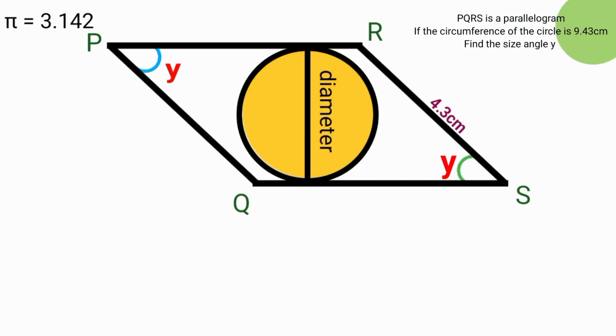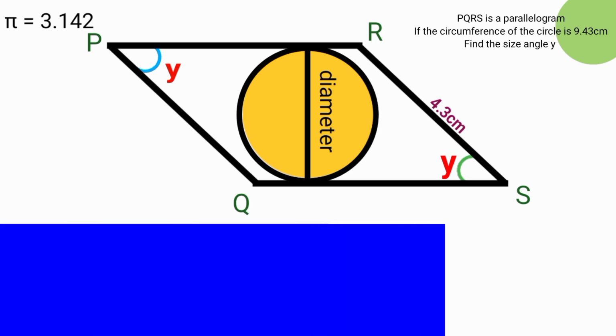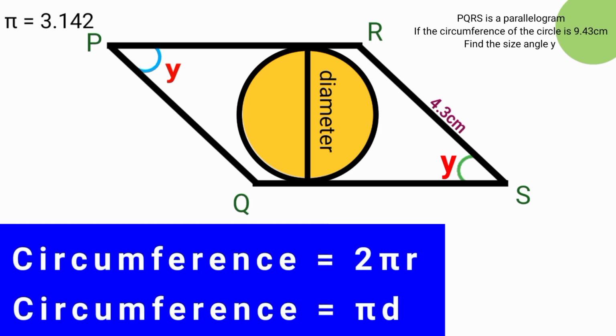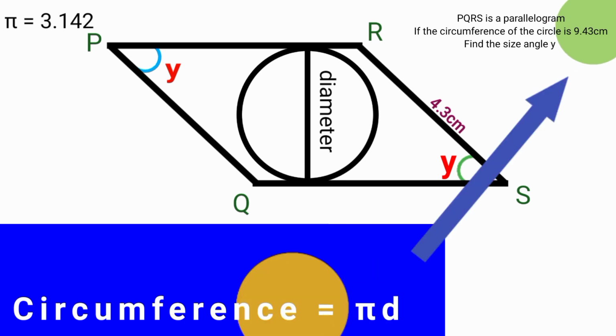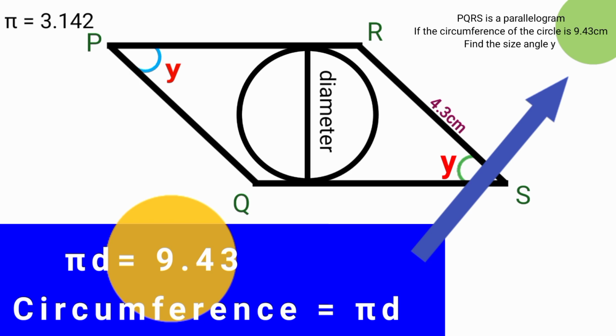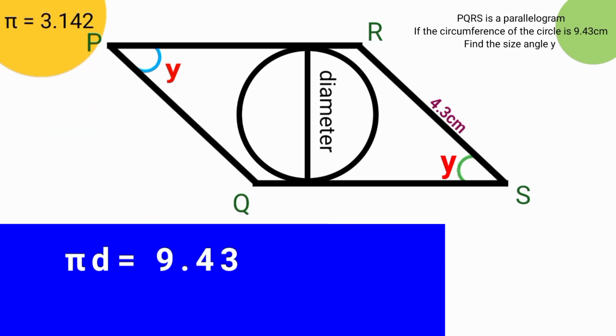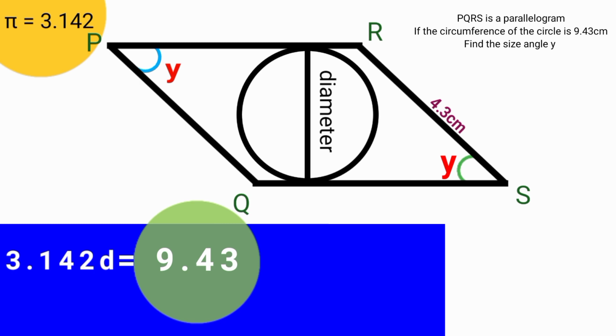But remember, they said the circumference of the circle is 9.43 centimeters. And the formula for the circumference of a circle is 2 pi r or pi d. Since we are dealing with this line here and the line is a diameter, we can choose to use pi d, because d equals diameter. Equate pi d to 9.43. Here pi is given to be 3.142, so we can substitute directly. Now 3.142d equals 9.43 centimeters.